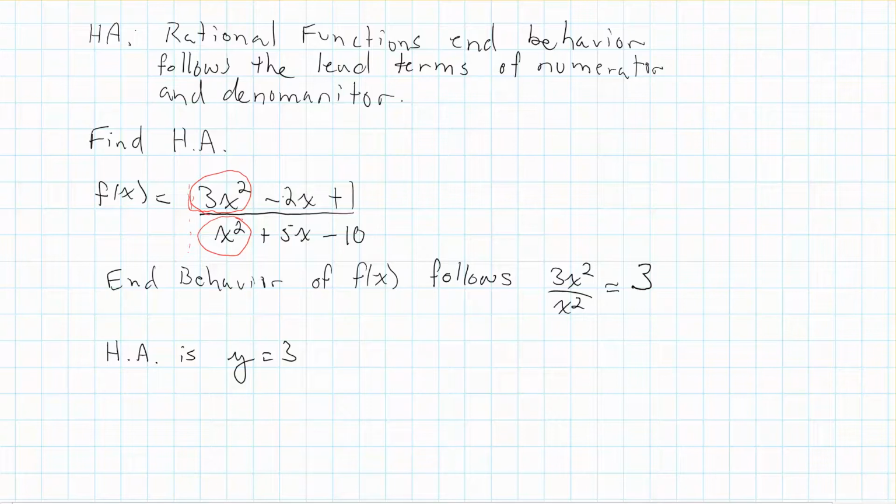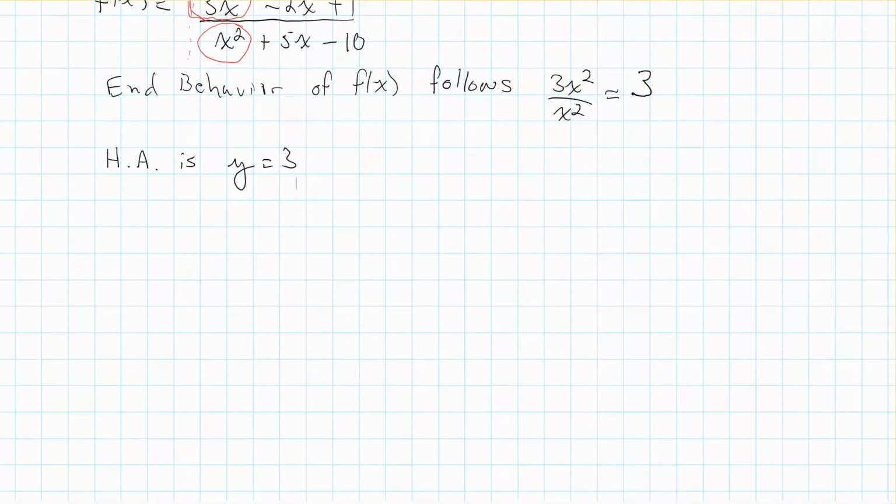So as you get higher and higher, these x squared terms are going to dominate. And that's going to be true no matter what the rational function is. Whatever the highest degree term is in your numerator, that's going to be the dominant term in the numerator. So let's look at another example here.